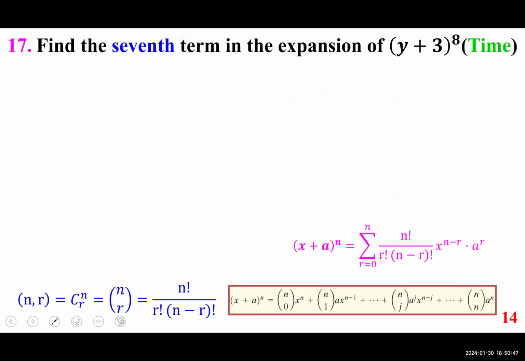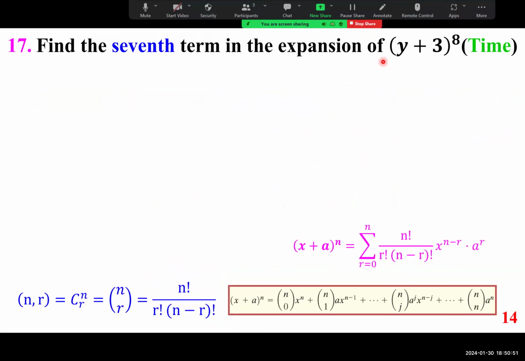Here's the last question. It says, find the 7th term in the expansion of y plus 3 to the power of 8. One way is, just don't pay attention to that. Expand this all the way to the end. You can do that. And when you're done, count first, second, third, fourth, go with the seventh. This is one way to do it.